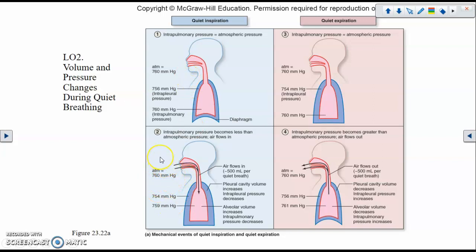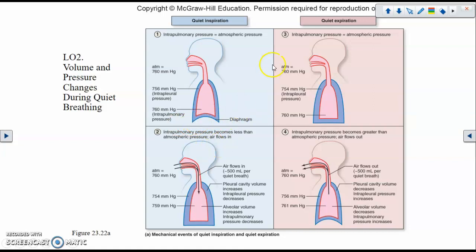So what happens then is, since gases flow from an area of greater pressure to lower pressure, that is why during inspiration air rushes into the lungs. And the reason for that is that the pressure outside is going to be greater than the pressure inside, which is accomplished by the changes in volume from the flattening of the diaphragm.